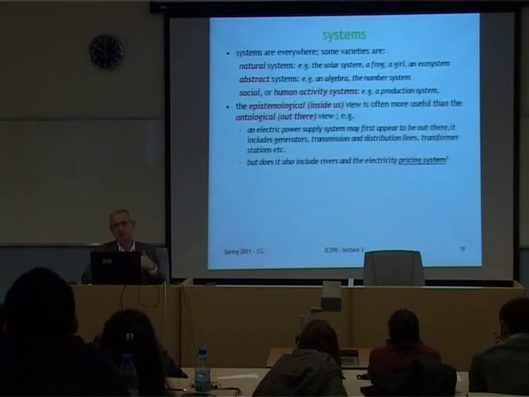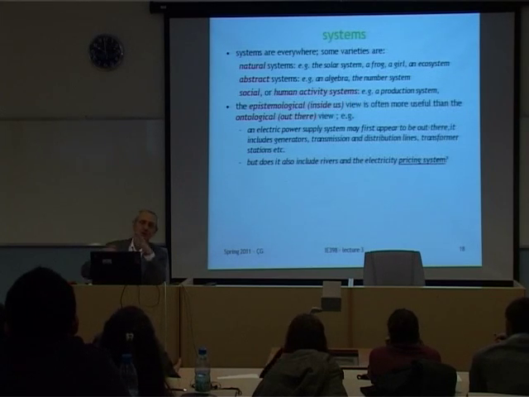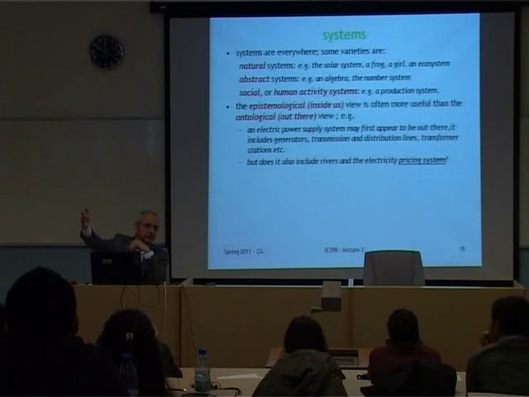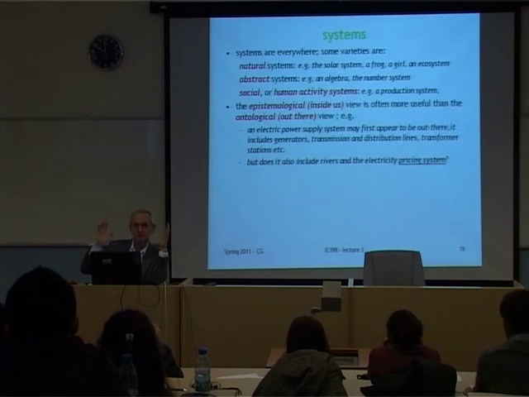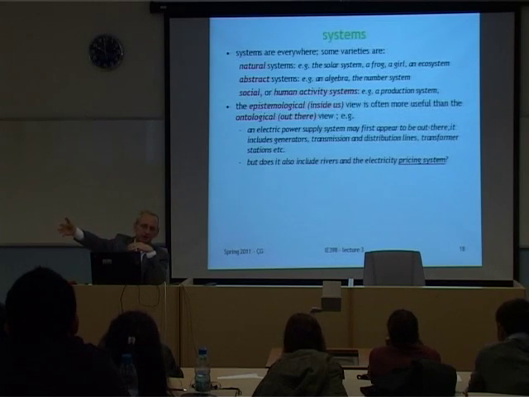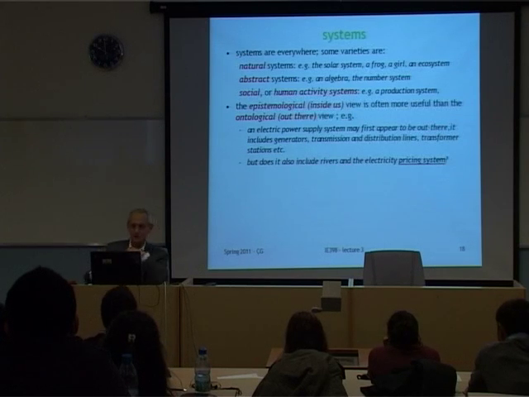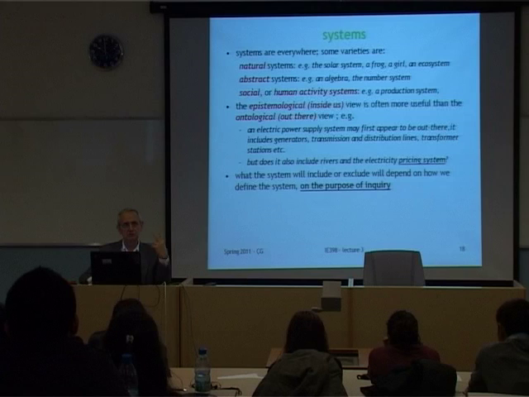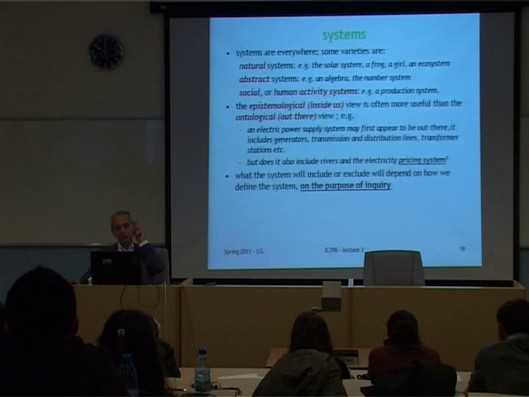So it is best to regard all these systems as epistemological systems, because epistemology doesn't say that part of the system does not lie out there. It doesn't say that. It says it is better to have the system concept as a construct, even though its parts may really exist. Okay? So that's the idea of the two types. What the system will include or exclude will depend on how we define the system, actually, on the purpose of inquiry.